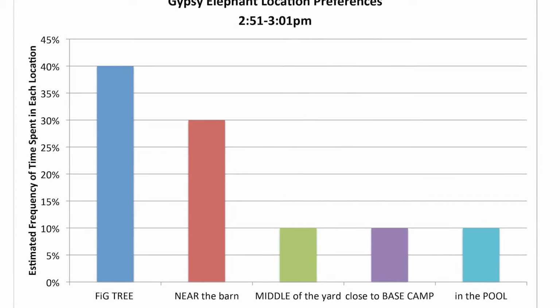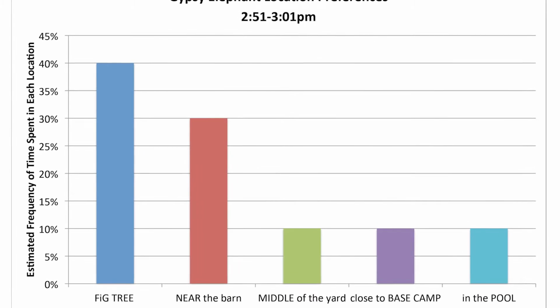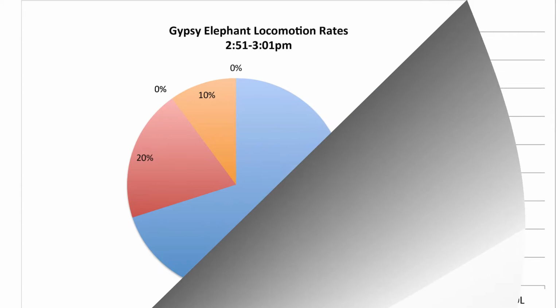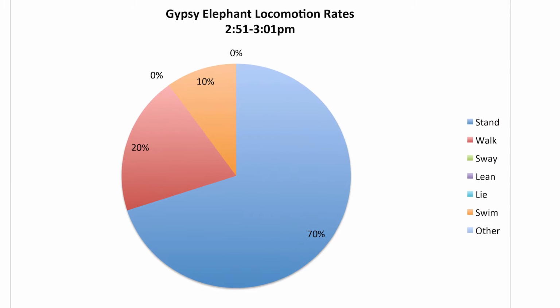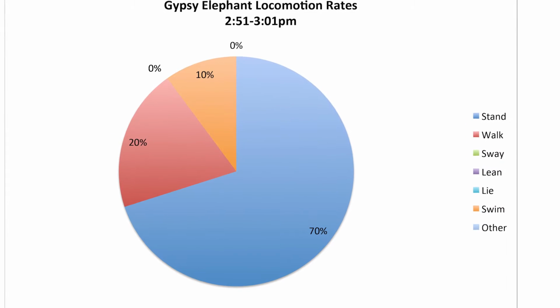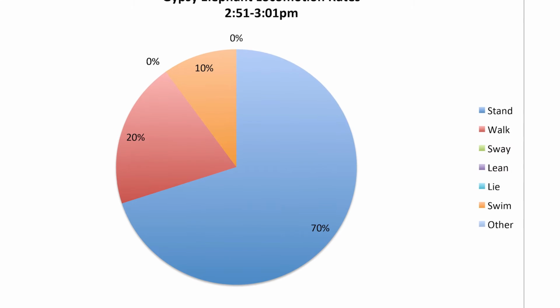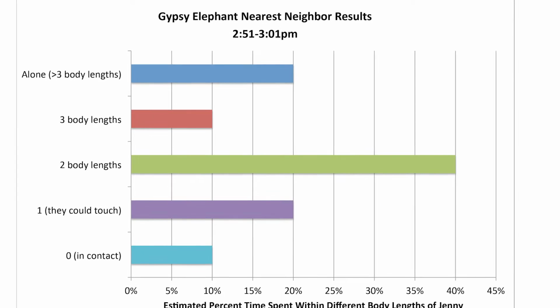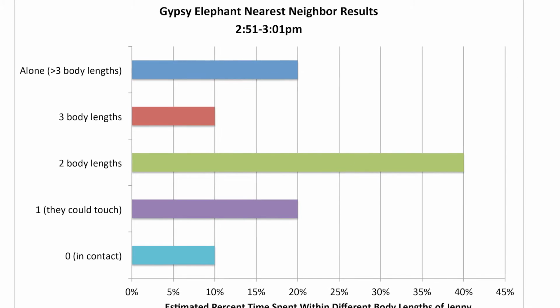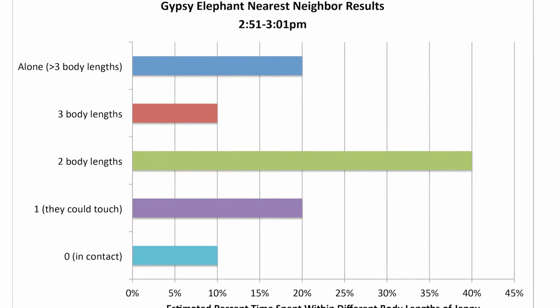Here are Gypsy's location preferences. Looks like she liked spending most of her time near the barn or near the fig tree. And here are Gypsy's locomotion rates in a pie chart. The chart is a helpful visual tool, like the graphs were, to look for patterns. It looks like she liked standing mostly, at least for this 10-minute observation window. Finally, here's a bar graph showing how close she was to the other elephants. Looks like 30% of the time she was quite close to another elephant.